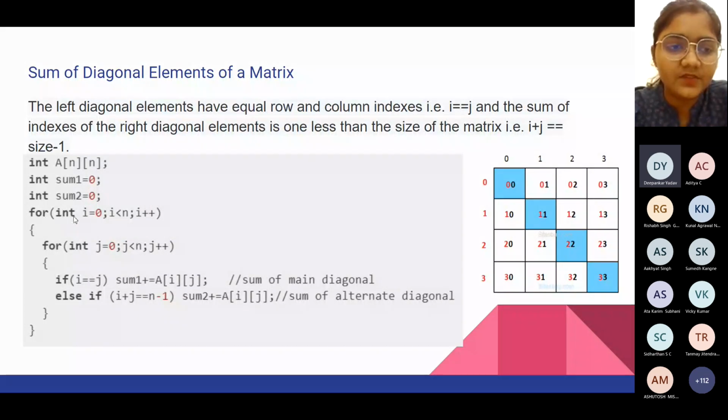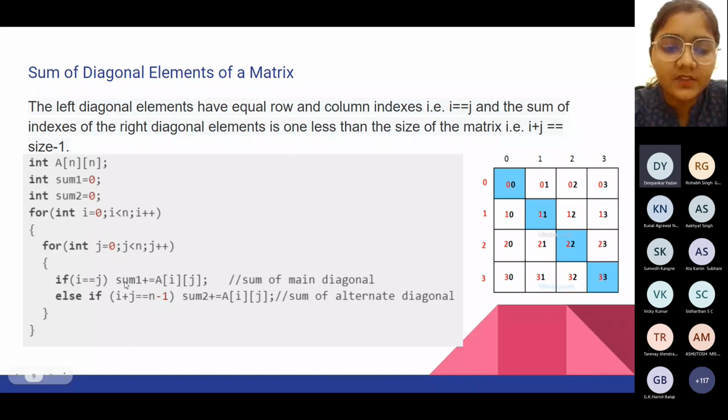So in this first loop, we are first of all traversing through the whole rows, and second we are traversing through the respective columns of each row. As you can see here, we are going through each and every element of the matrix and checking: if i is equal to j, it means we are checking for the main diagonal element, and we are storing them in sum one.